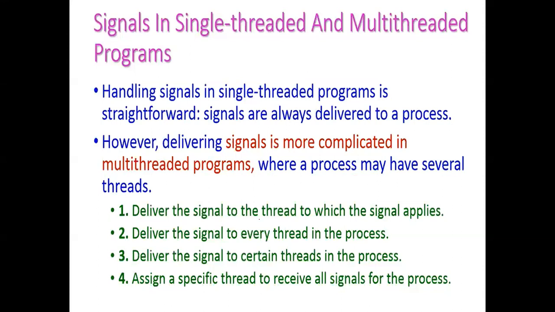So first, deliver the signal to the thread to which the signal applies. Next, deliver the signal to every thread in the process. Next, deliver the signal to certain threads in the process. Fourth, assign a specific thread to receive all the signals for the process.